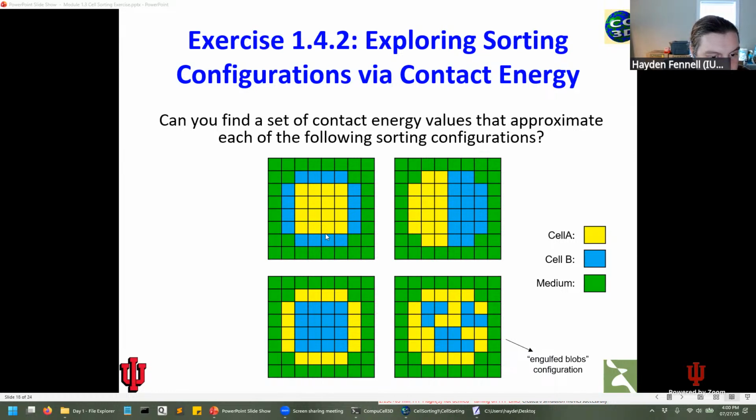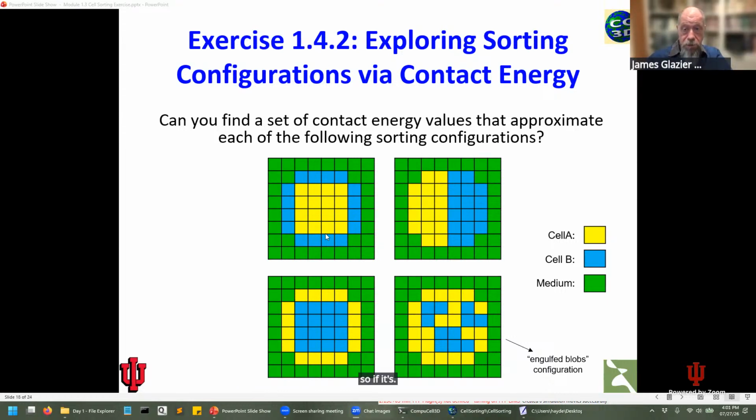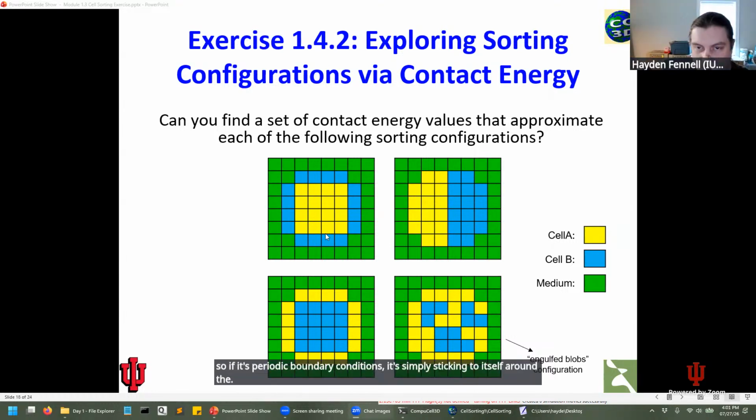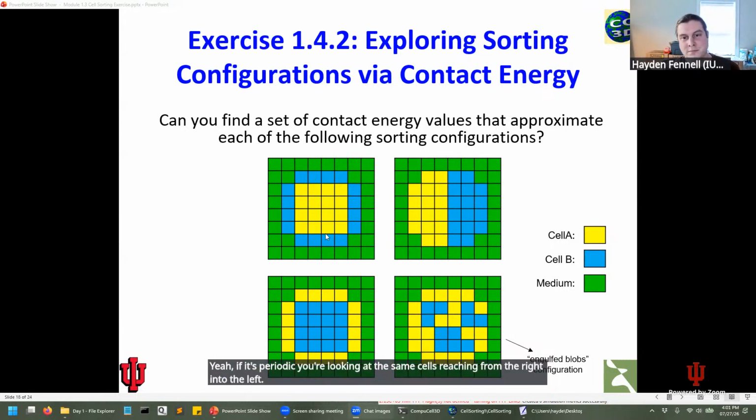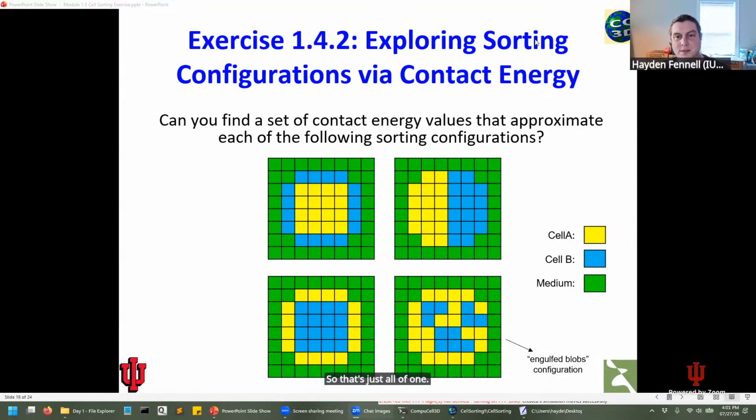It was periodic boundary condition. Oh, so let me take a closer look. Oh, so if it's periodic boundary conditions, it's simply sticking to itself around the edge. Yeah, if it's periodic, you're looking at the same cells reaching from the right into the left side. So that's just all of one cell type sticking to each other. Yeah, in this case, no flux would cause the cells to stick to the wall.